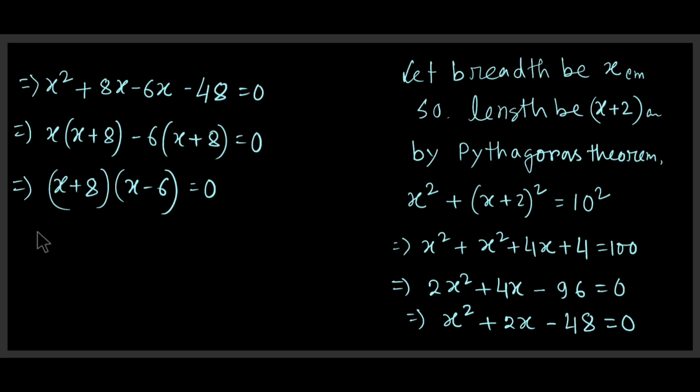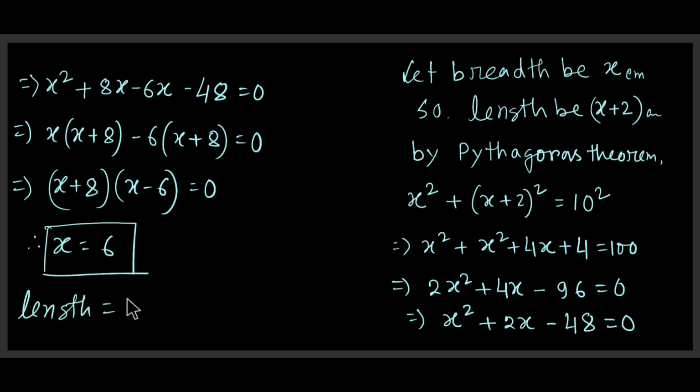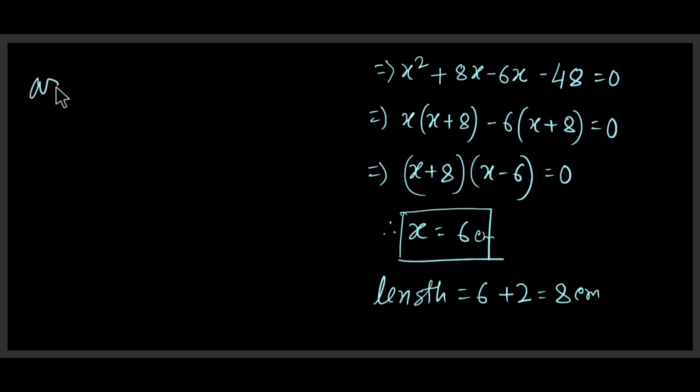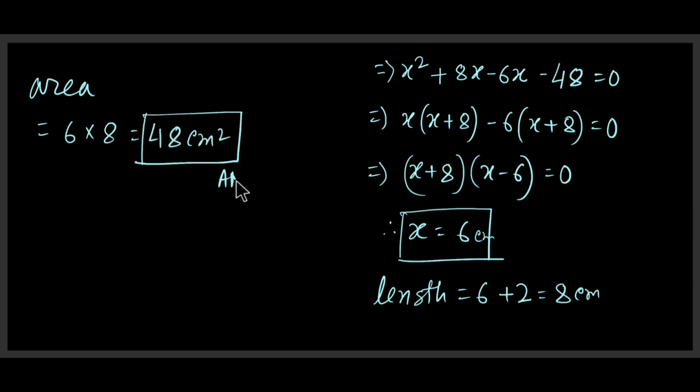So here we take the positive value of x, because x is the length of the rectangle. So we consider that x equal to 6. So now length must be 6 plus 2, and it is 8 centimeter. So the area is 6 into 8, which is length into breadth, so 48 centimeter square. So it is our answer.